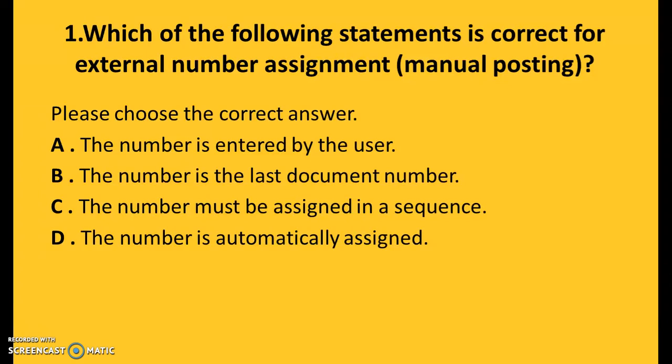Which of the following statements is correct for external number assignment? That's manual posting. So you need to choose the correct answer. A, the number is entered by the user. B, the number is the last document number. C, the number must be assigned in a sequence. D, the number is automatically assigned. Put down the answer on a paper. Now, the right answer is A. The number is entered by the user. When you are doing a manual posting, the number is entered by the user.